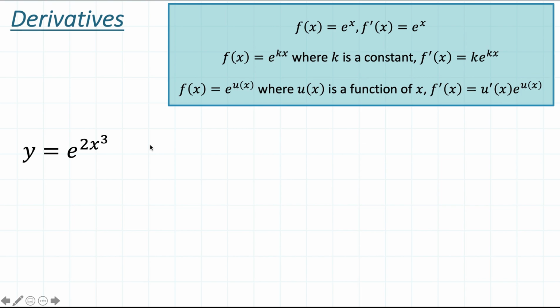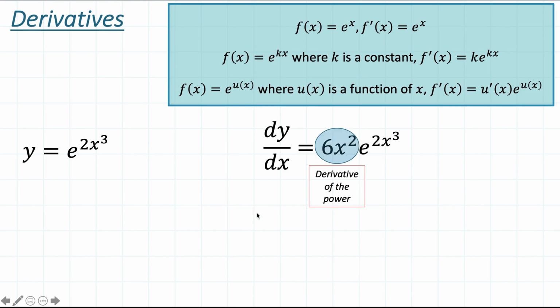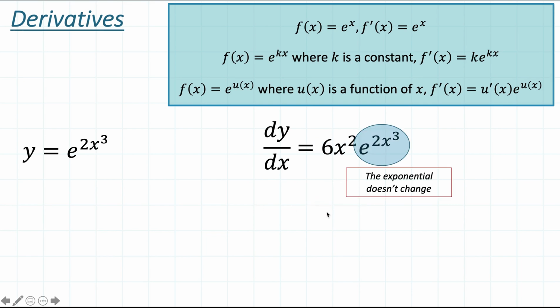So if I have this, what I'm going to do, dy by dx is going to be the derivative of the power. So the derivative of the power is 6x squared. And then I multiply by the exponential, which doesn't change. It stays as it is. So that's what you do. You make sure you look at your power, you derive it, and you make it a coefficient, and then you keep the exponential the same.